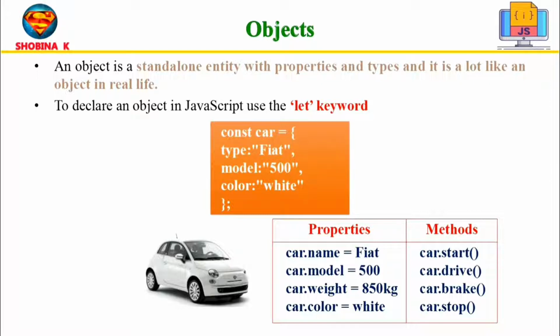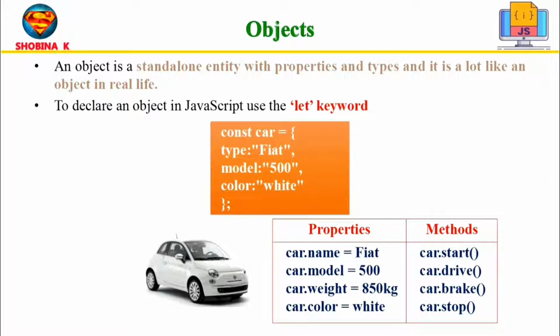A JavaScript object is an entity having state and behavior, that is, properties and methods. In real life, a car is an object. A car has properties like weight and color and methods like start and stop. Objects are variables too, but objects can contain many values. And this code assigns many values like Fiat 500 white to a variable named car.